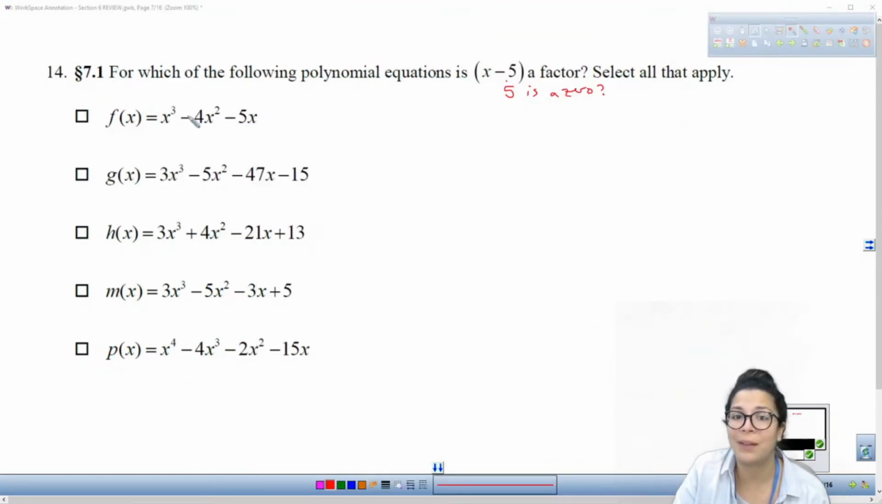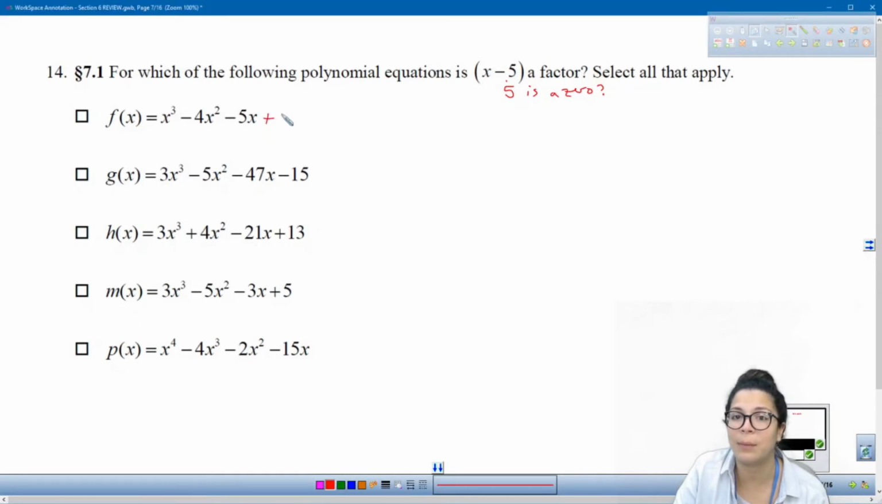So here we do have a missing term. We have a missing constant term, so I have to put a 0 for a placeholder there. I'm going to check if 5 is a zero. Coefficients are 1, negative 4, negative 5, and that 0 for a placeholder for the constant term. Bring down, 5 times 1 is 5. Add vertically, we get 1. Multiply by 5. Add vertically, we get 0. Multiply by 5. Add vertically, we get 0. So that works. Awesome. So this one is good.